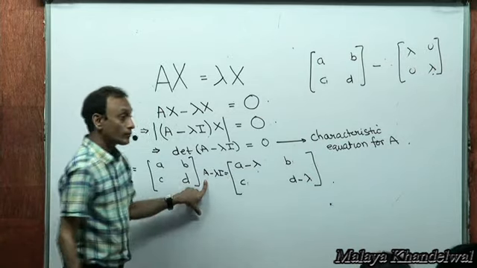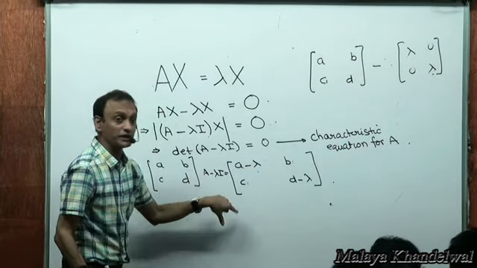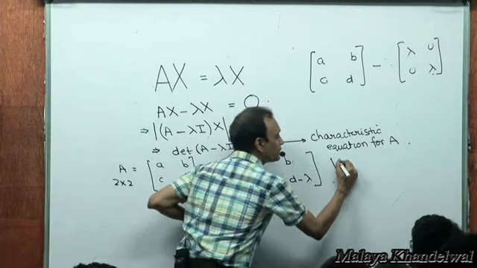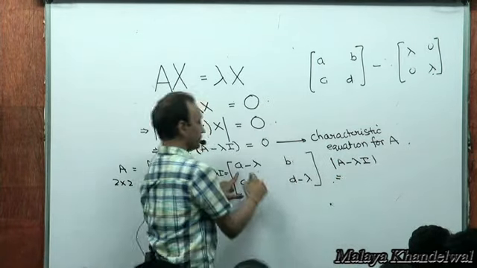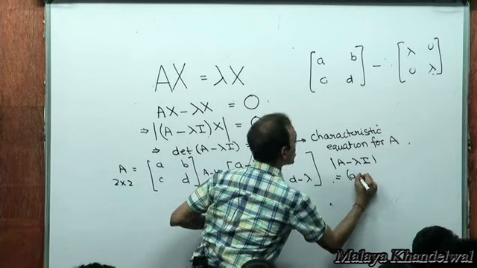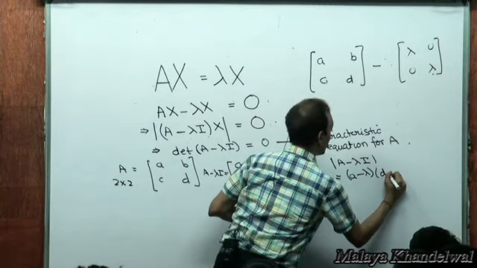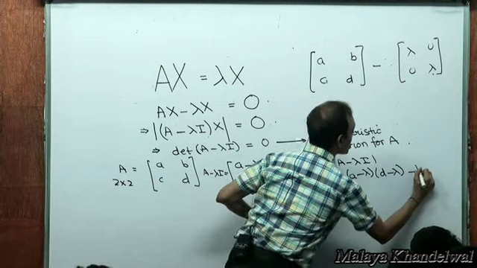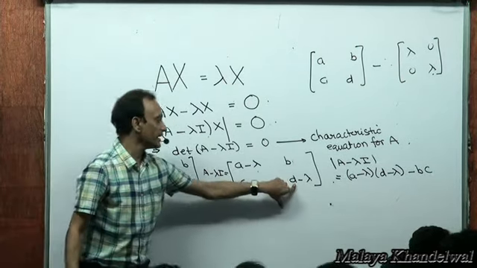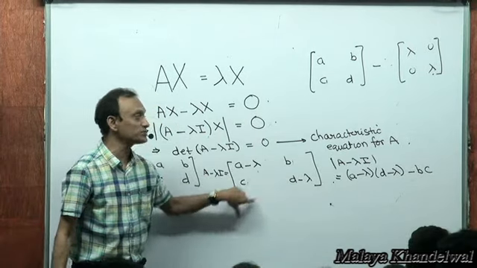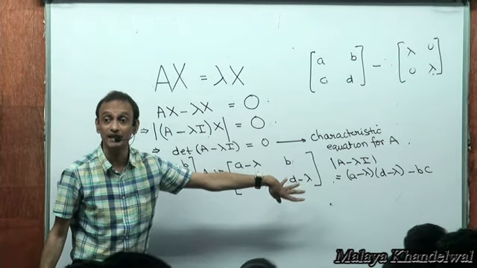Now, what would be the determinant of this? The determinant of A minus lambda I is going to be A minus lambda into D minus lambda minus BC. That's the determinant of A minus lambda I, isn't it?